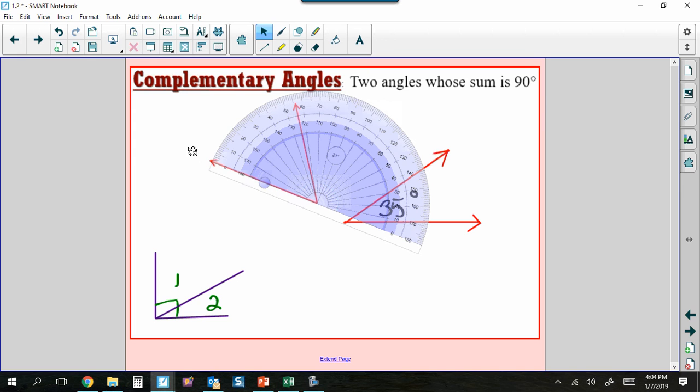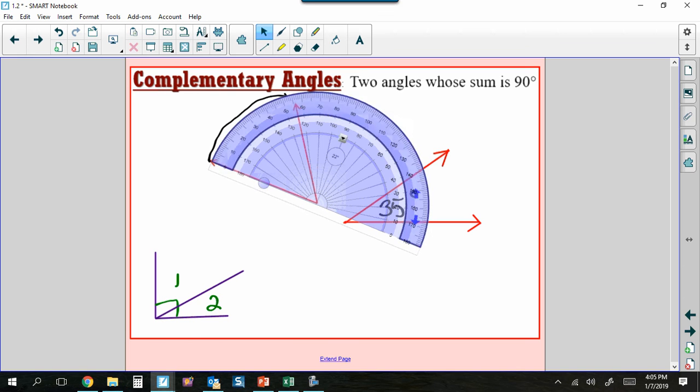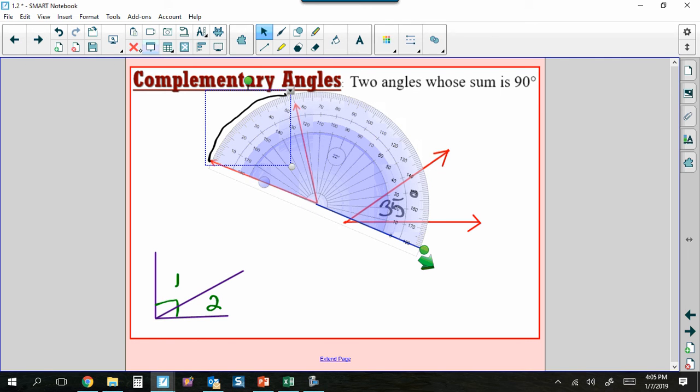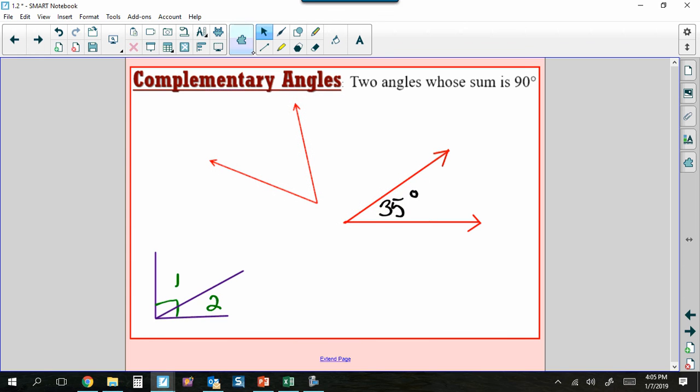So I'm going to use the outer set of numbers so you can see this is what I'm going to be looking at right here. So I'm going 10, 20, 30, 40, 50. You can see I'm a little off, trying to fix it. Here's 40, here's 50, here's 60. When we look right here, you can see that the other ray is crossing right at 55 degrees. So we're going to go ahead and say that this is a 55-degree angle.